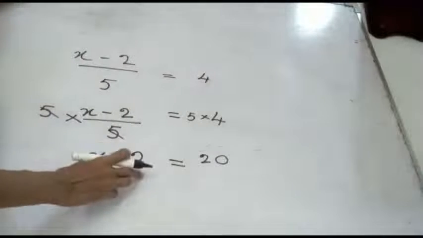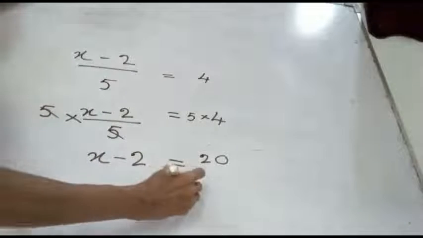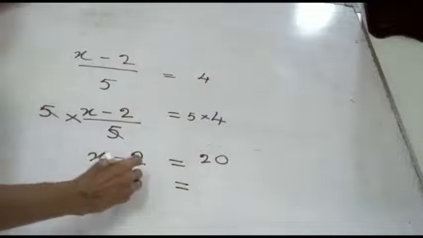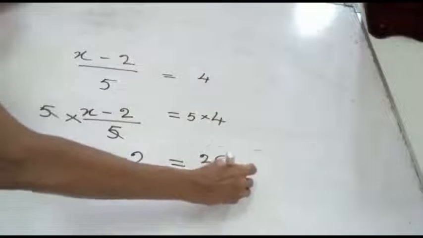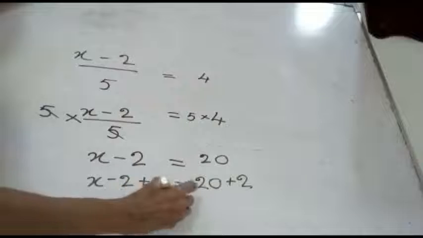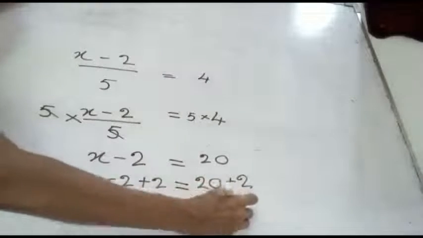Then here we add 2. x − 2 + 2, and 20 + 2. x is equal to 22.